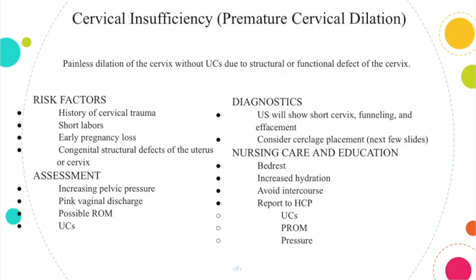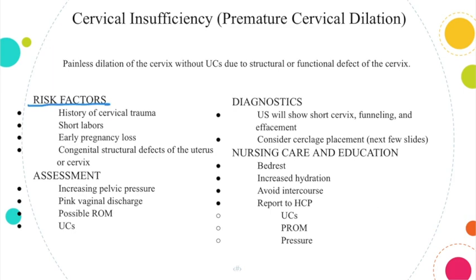Next, we're going to talk about cervical insufficiency. What that means is the cervix does not sufficiently stay closed and it dilates early. And when it dilates early, the person can have their baby early. So premature cervical dilation is what's happening. Typically, there's no pain associated with this. There's no contractions associated with this. It just happens. Who is at risk for developing cervical insufficiency?